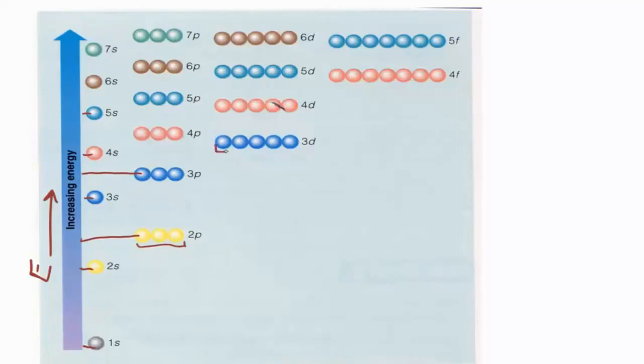But what about d? We saw before that there are 5 d orbitals. So at any energy level that has d orbitals, there's always going to be 5 of them at that energy level. And then finally, f orbitals, there's 7 of them. So any energy level that has f orbitals is going to have 7 of them, as long as there are electrons to fill those orbitals. The orbital does not exist unless the electron is in the orbital.